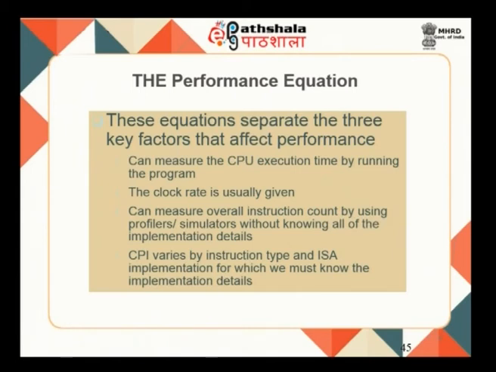Now, you can measure the CPU execution time by running the program, because unless you measure these parameters, you would not know how to reduce these values. So, if you have to measure these 3 parameters, the CPU execution time can be measured by running the program and measuring the clock cycle time. The clock rate is normally given for any processor, and to measure the overall instruction count, you need to use special profilers or simulators without knowing all of the implementation details. And CPI varies by instruction type and ISA implementation, for which we must know the implementation details.